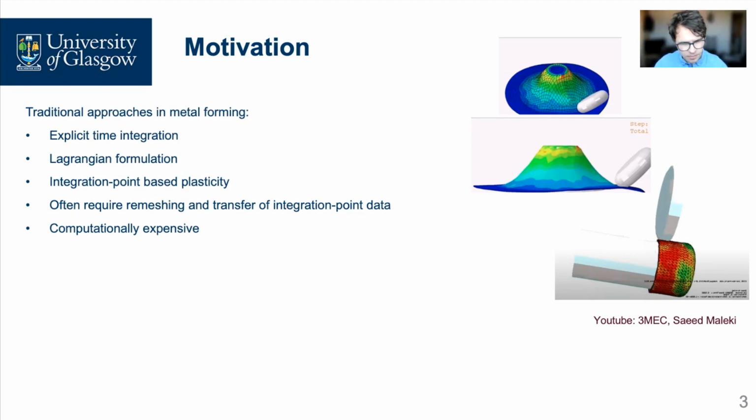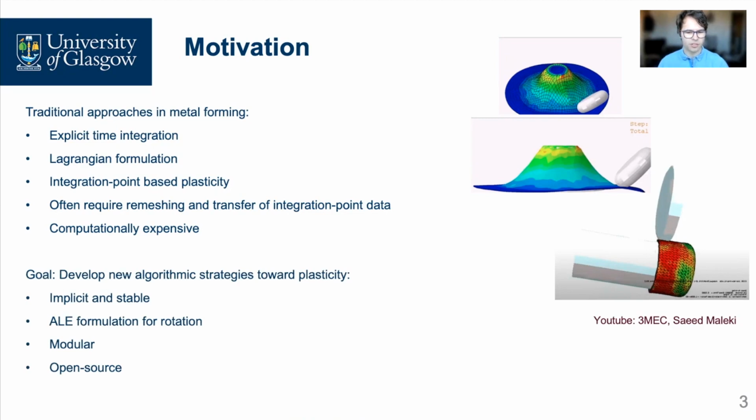So our aim is to develop new algorithmic strategies towards plasticity that will enable simulating the complex forming processes. The goal is to have a method that is implicit and stable, is formulated in the arbitrary Lagrangian Eulerian formulation for simulating the rotation properly. It's modular, so we can easily add additional physics. And finally, it is open source, using our finite element library MoFEM developed at the University of Glasgow.